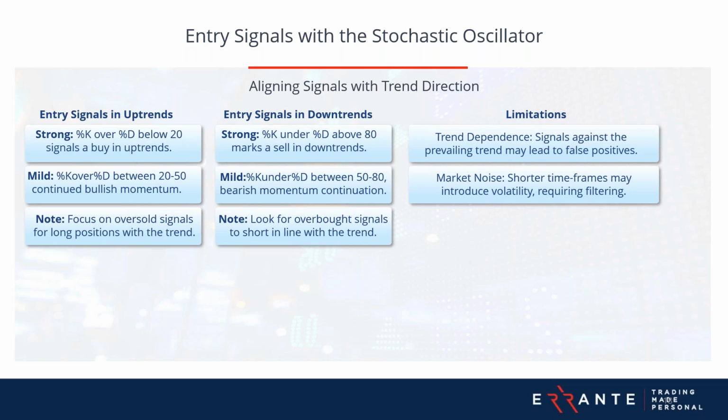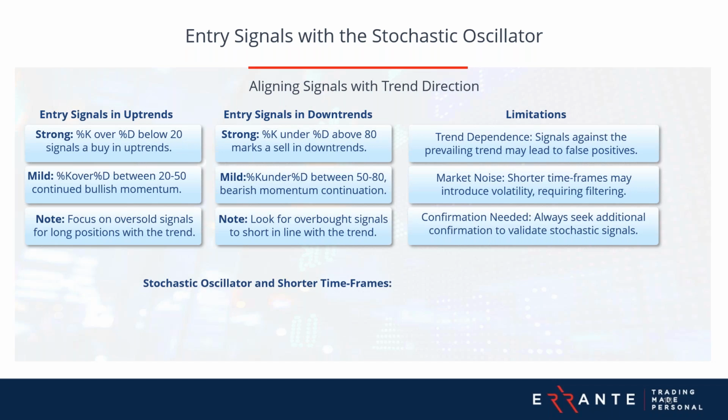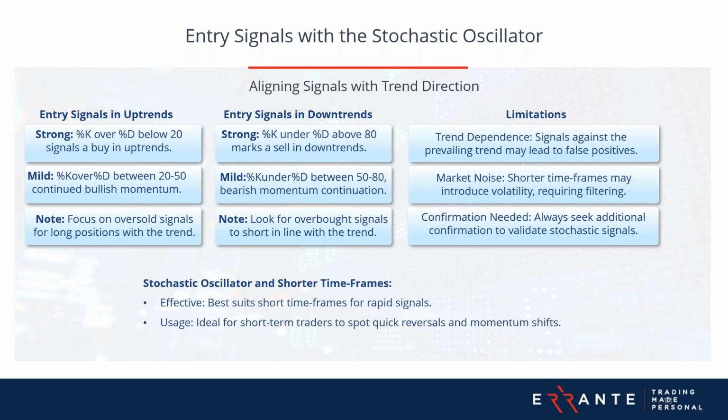Signals that contradict the prevailing trend can lead to misguided trades, underscoring the importance of trend alignment. Moreover, the inherent volatility in shorter time frames necessitates additional confirmation through other analysis tools to ensure the reliability of stochastic signals. By adhering to those principles, traders can enhance their strategic use of the stochastic oscillator, leveraging its strength to align with market trends and capitalize on short-term movements while navigating its limitations with a comprehensive, informed approach. So it best suits short time frames for rapid signals and is ideal for short-term traders to spot quick reversals and momentum shifts.